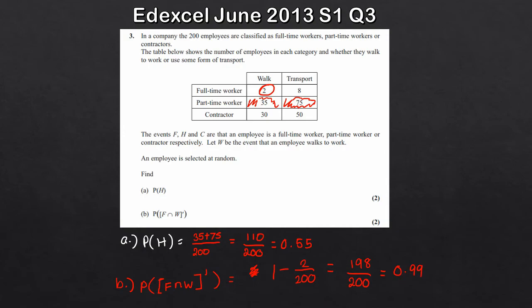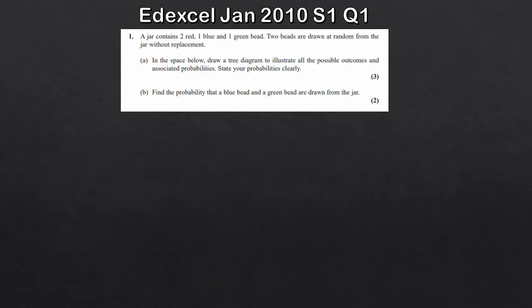That's one way you can write it if you want. Or you can keep it as 190 over 200 if you prefer, but that's all you've got to do for that one. And moving on to this very final exam question here, another tree diagram question.